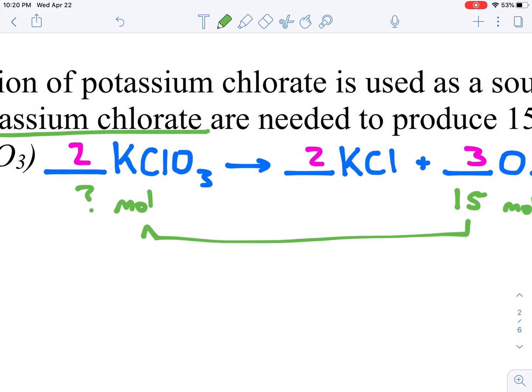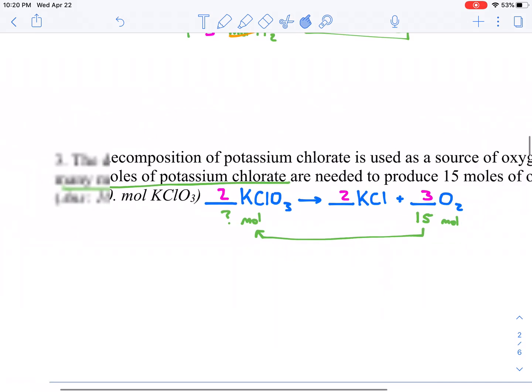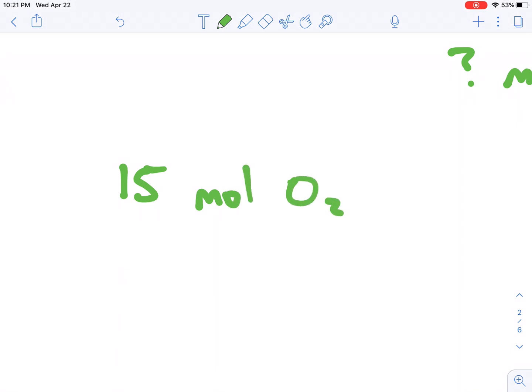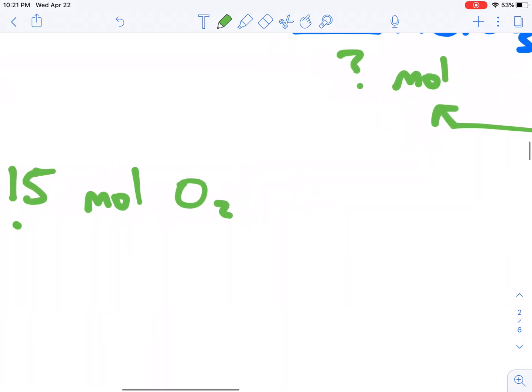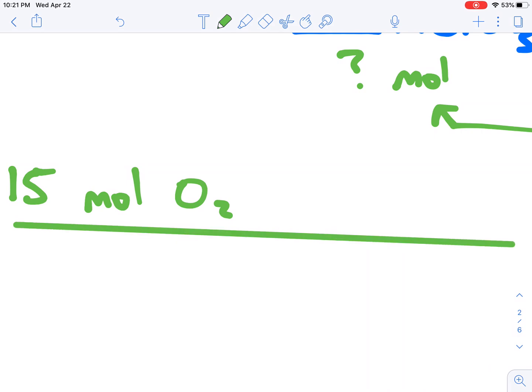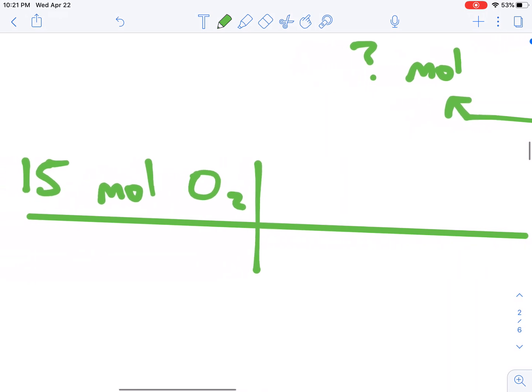Some people might get concerned that we're given information about a product and we're trying to get information about a reactant. Doesn't matter. Stoichiometry can convert from anything to anything else in a chemical equation because we're all related by those coefficients. We will simply start with what we know. We know that we have 15 moles of oxygen gas being produced. This, by the way, is the oxidizer that we used for the gummy bear demo that you saw in class. We know that we have moles O2 on top, so we need to do moles of O2 on the bottom so that those units will cancel out.